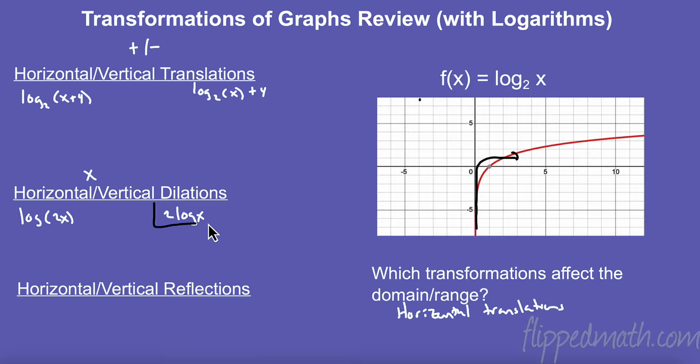If I double my values, that means each time when I go over 1, I'm not going to go up 1, I'm going to go up 2, right? The next time I don't go over 2 and up 1. I go over 2 and I go up 2, right? Go over 4 and I go up 2, right? So it's making a little bit bigger there. All right.